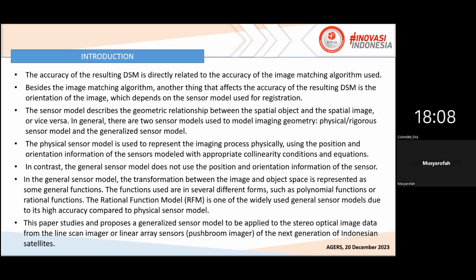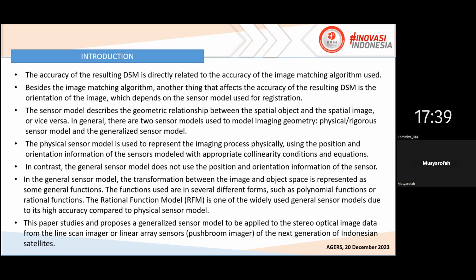The accuracy of the resulting DSM is directly related to the accuracy of the image matching algorithm used. Besides the image matching algorithm, another thing that affects the accuracy is the orientation of the image, which depends on the sensor model used for registration. The sensor model describes the geometric relationship between the spatial object and the spatial image, or vice versa. In general, there are two sensor models, which are the physical sensor model and the generalized sensor model.